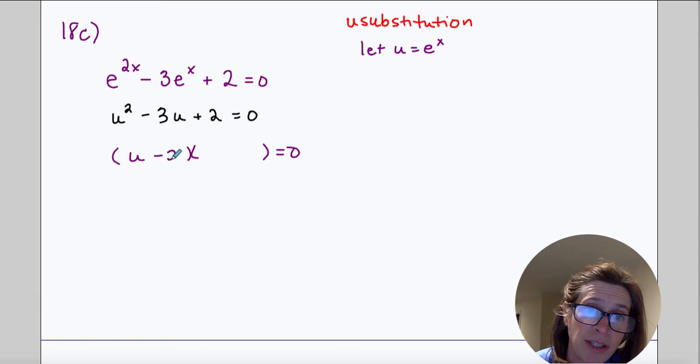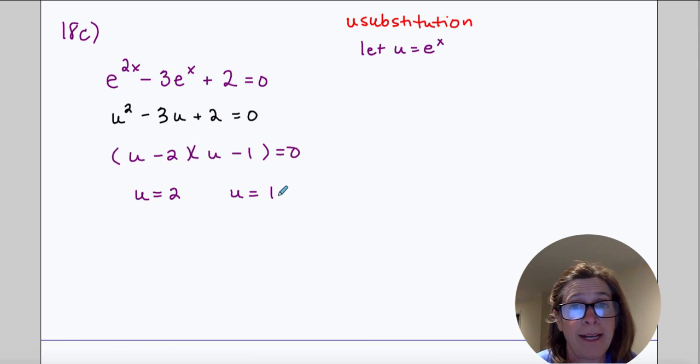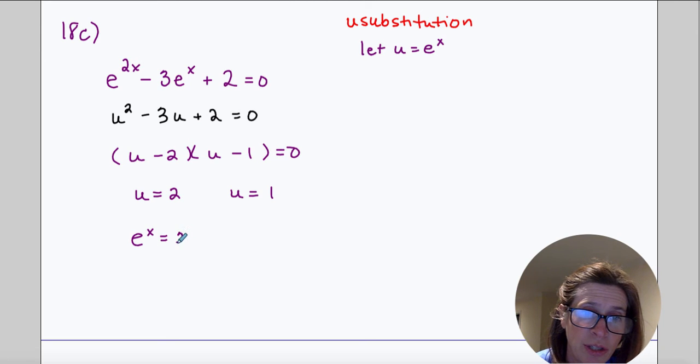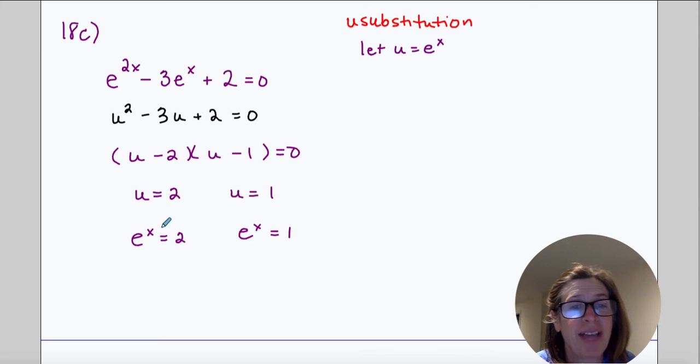So u minus 2, u minus 1, and we get u equals 2 and u equals 1. All right, now I substitute those back in. So I get e to the x equals 2 and e to the x equals 1. All right, so now I got to do some work here because I don't know how to solve these, right? So I want to undo an exponential equation, so I have to take the log of both sides. So in this case, because it's e, I'm going to take the natural log, the ln of each side.